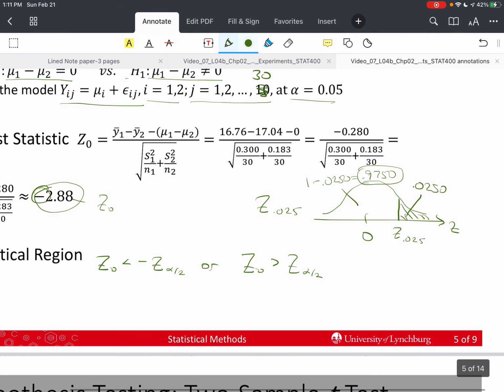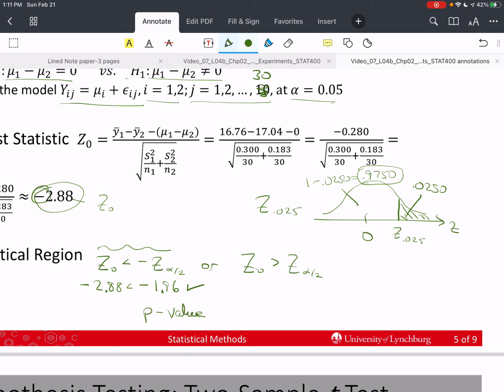Since we have a negative here, we only need to look at the negative portion of our critical region or rejection criteria. Because we don't have a positive z naught, we don't have to look at the positive side. So we have negative 2.88 is less than negative 1.96. This is a true statement, so we will reject the null hypothesis. Before we move on, let's look at the p-value.